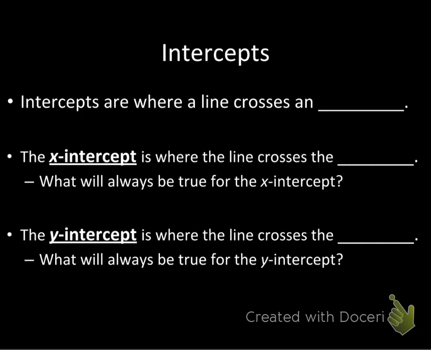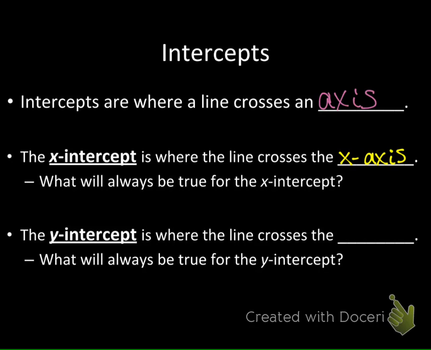So, looking through here, intercepts are where a line crosses an axis. The intercept was where that line crossed through a what? Yeah, an axis. The next part reads, the x-intercept is where the line crosses through the what? The x-axis, yeah. That is a rhetorical question.